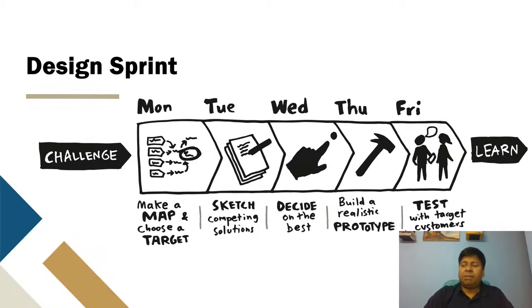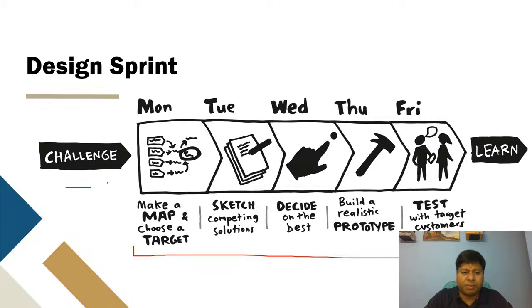To do this, I'm proposing a method proposed by Google Ventures, basically by Jake Knapp, John Zeratsky and Braden Kowitz, the 5-day design sprint. This is based upon the book Sprint. First you have a challenge, some problem, and within a 5-day span you convert that idea into a prototype and test it with real customers as well.